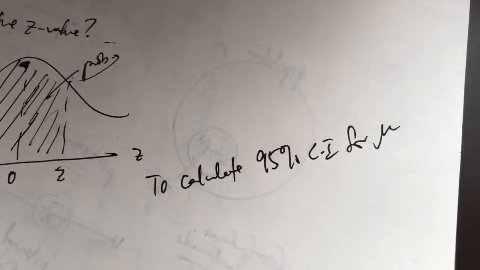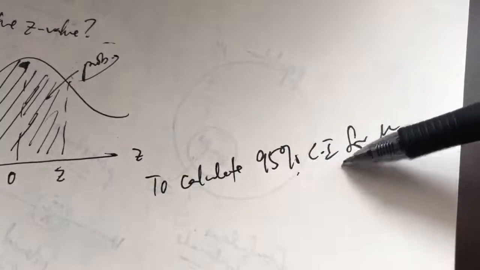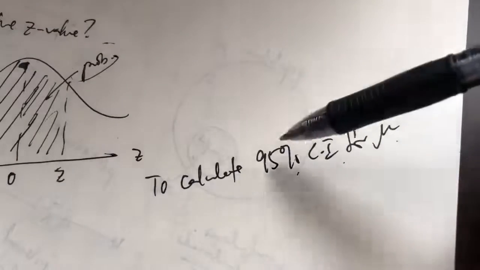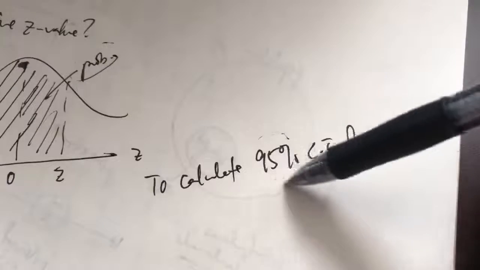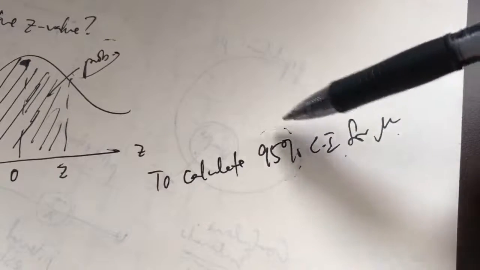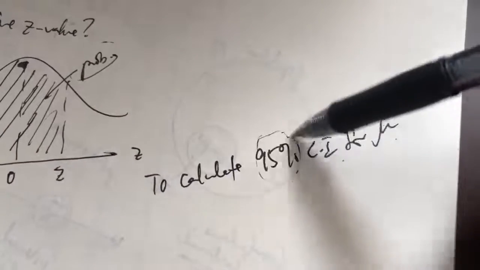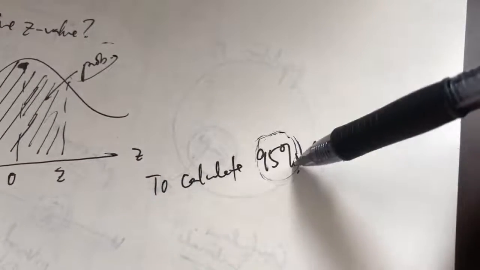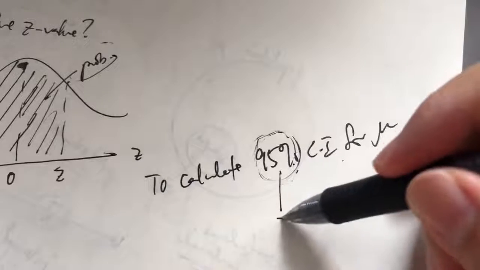Okay, let's take a look at an example. How can we calculate the 95% confidence interval for mu? Take note, here they already give you the confidence level. Okay, 95% is the confidence level. So why do you think they gave you this? They gave you this, which is a probability, in order for us to estimate the Z value.